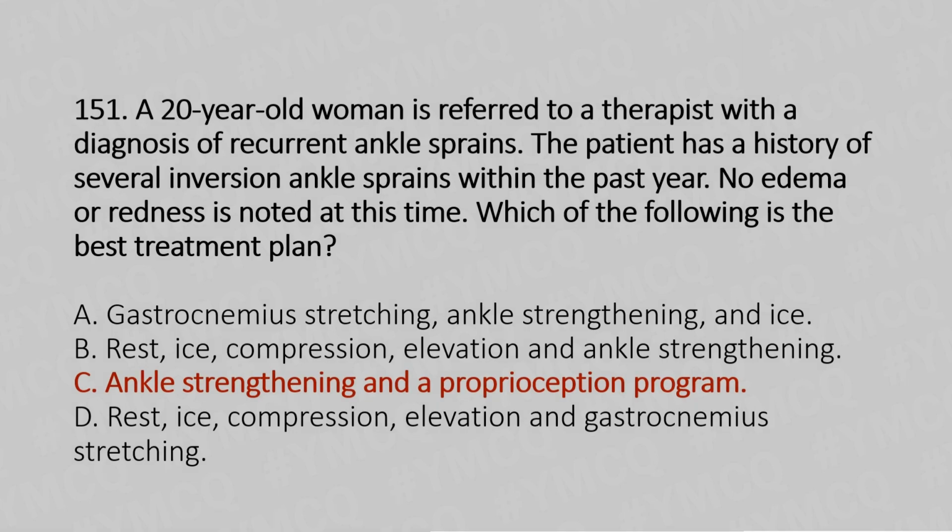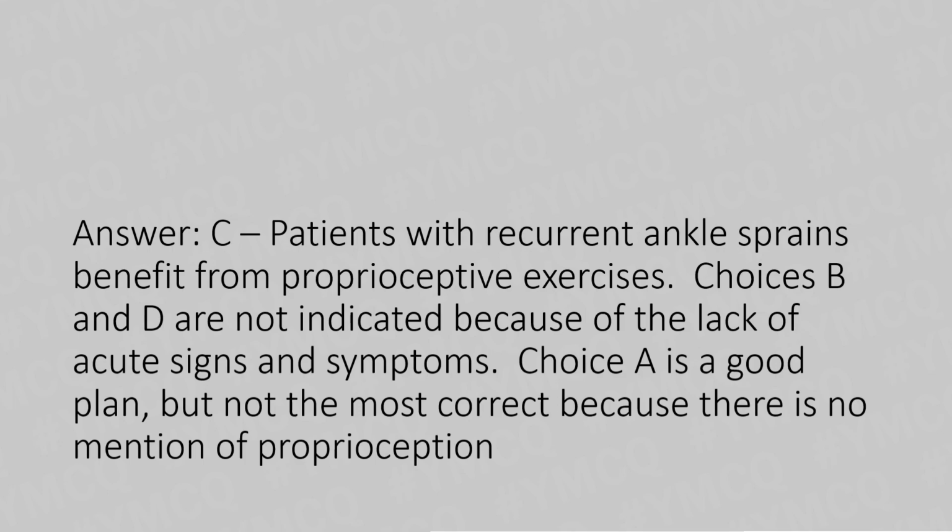Explanation to this question is patient with recurrent ankle sprain benefits from proprioceptive exercises. Choice B and D are not indicated because of the lack of acute signs and symptoms. Choice A is a good plan but not most correct because there is no mention of proprioception.